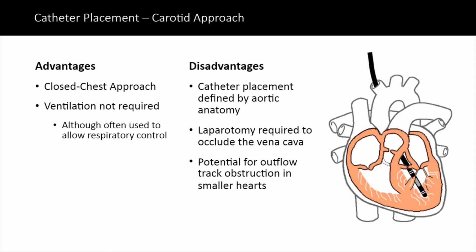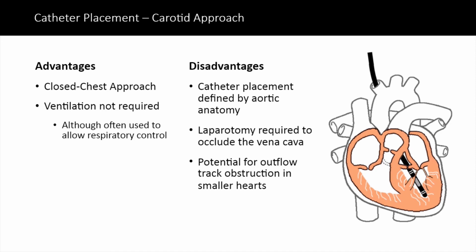As Adam talked about a little bit, we have to alter preload. One of the gold standard ways of doing that is to occlude the inferior vena cava as it's coming back up to the heart. In order to do that in the carotid approach, you have to do another incision. So you have to do another laparotomy, assuming you don't want to open the chest, to get access to that vena cava, which can also be a little bit challenging, and sometimes your occlusions aren't as good as you'd like them to be.